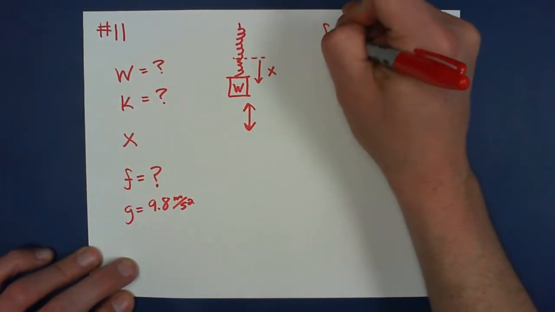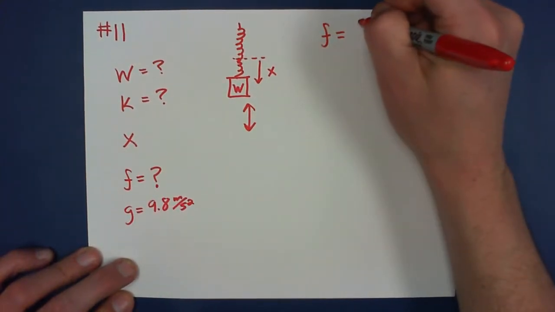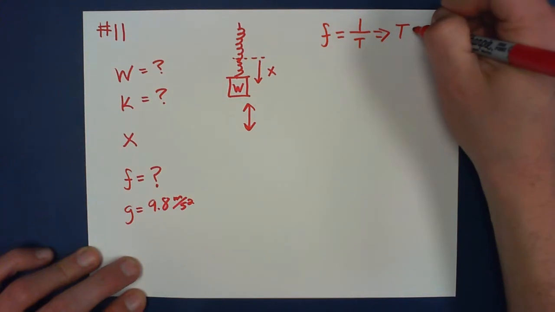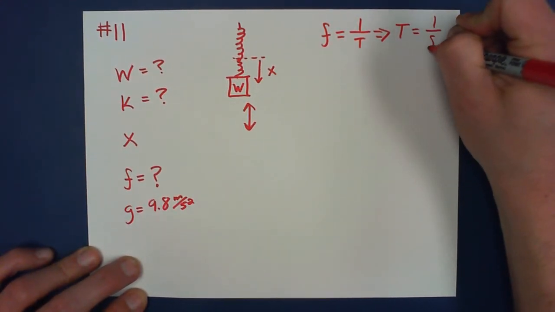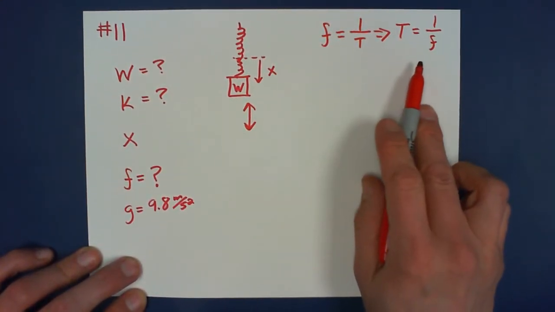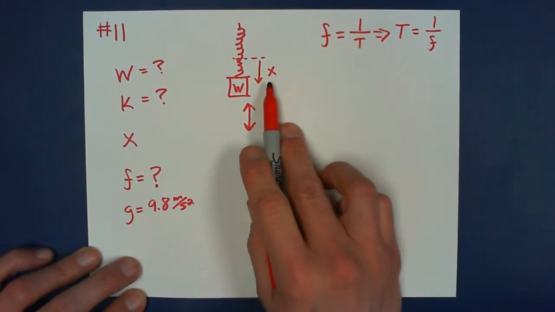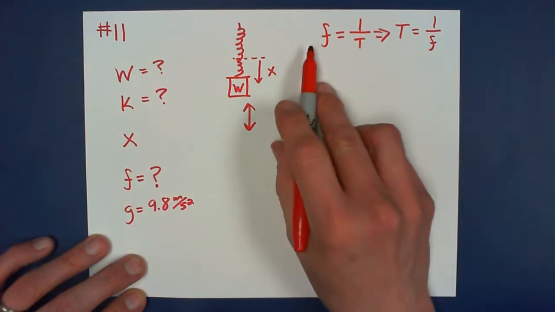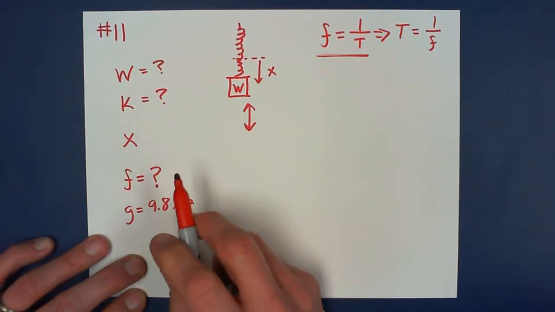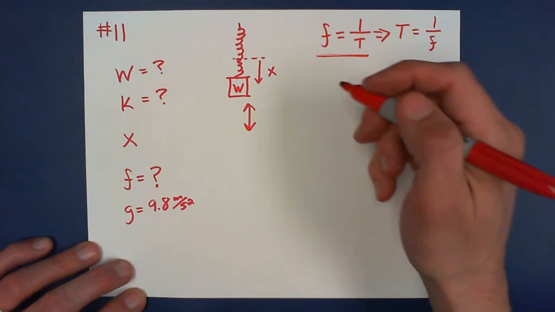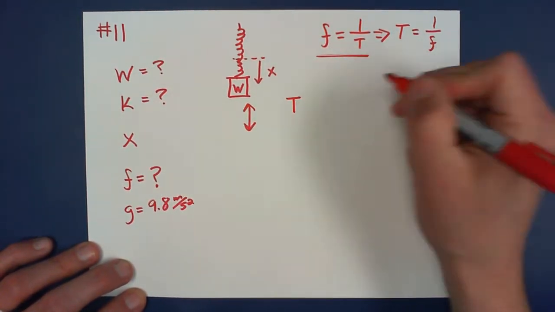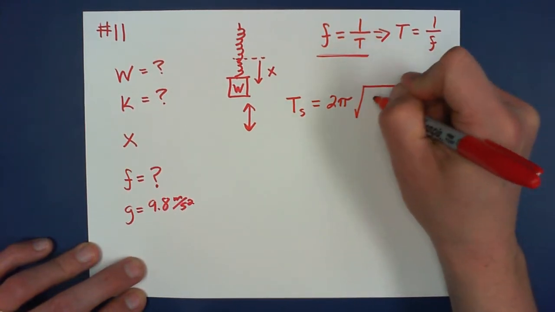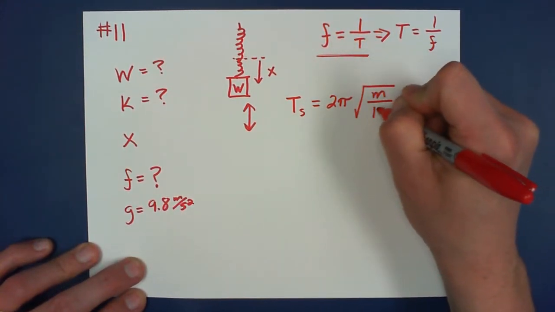If you remember, the relationship is that frequency is 1 over the period. Also, another way of saying it is period is 1 over the frequency. The reason I mention that is because on your equation sheet, you're not given an equation for frequency with a spring. You're given the equation for a period with a spring. Once you find the period, you can take 1 over that to find the frequency. So let's talk about period. Period of oscillation for a spring is going to be equal to 2 pi square root of m over k.